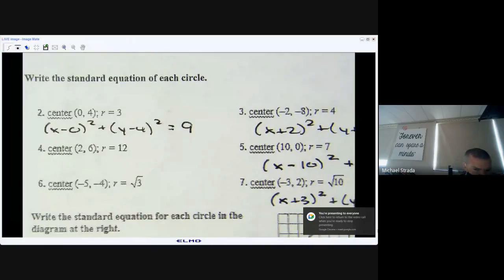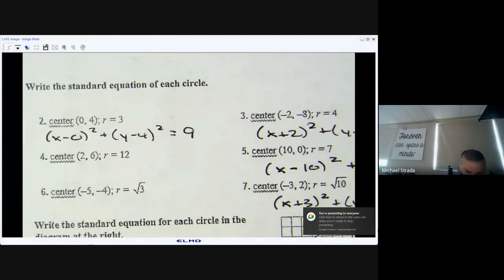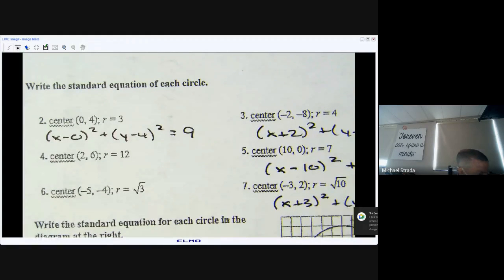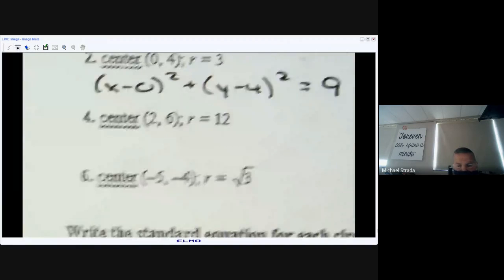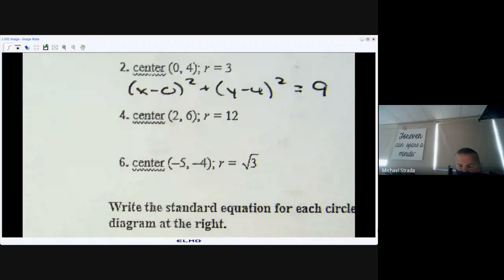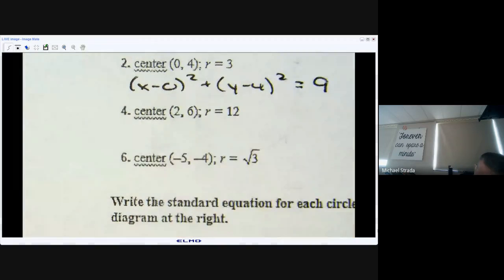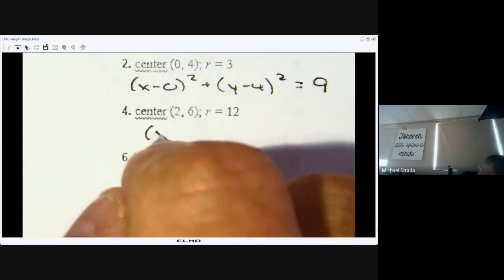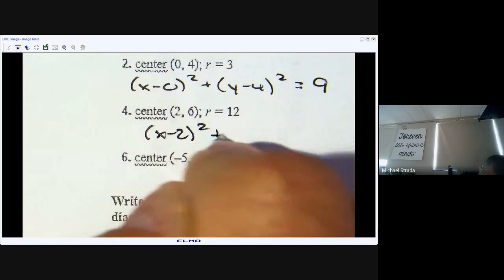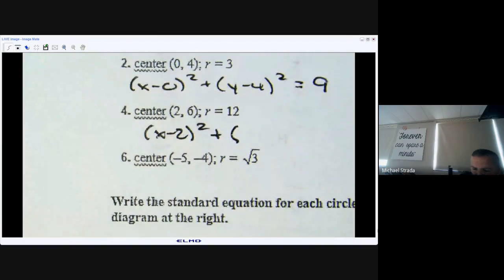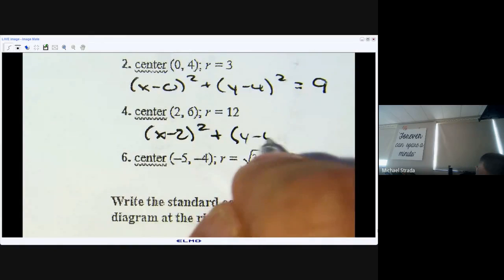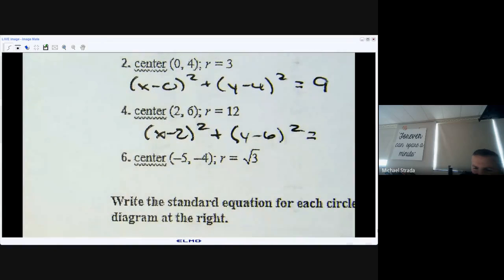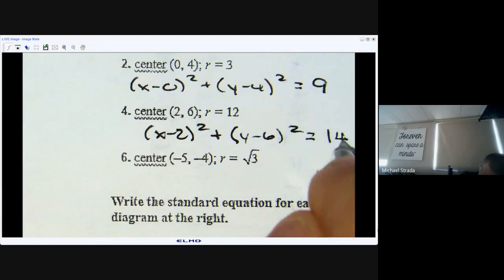Okay? So remember, standard equation of a circle, it's the opposite of the coordinates equals the radius squared. So for example, if I was looking at number 4, the opposite of 2 would be x minus 2 squared. The opposite of 6 would be -6, so y minus 6 squared. And then you square what they give you for the radius. 12 squared would be 144.